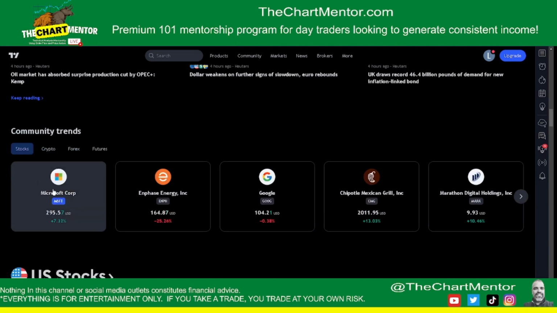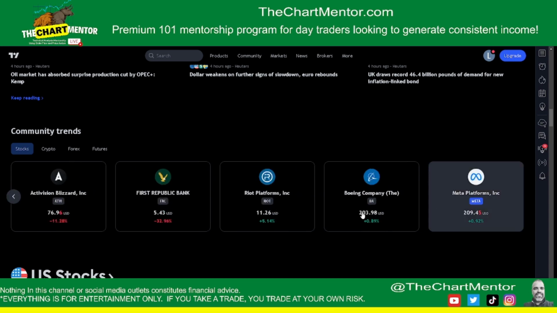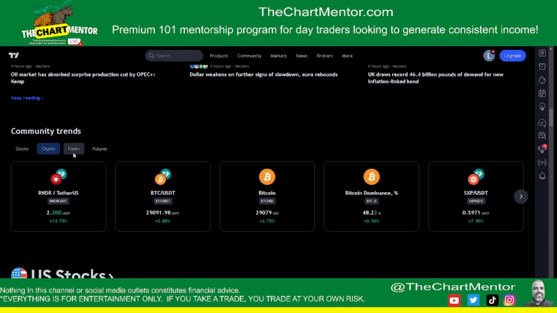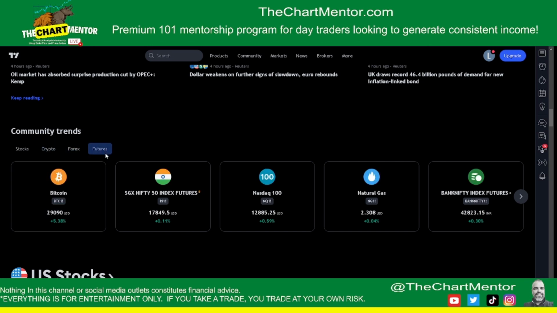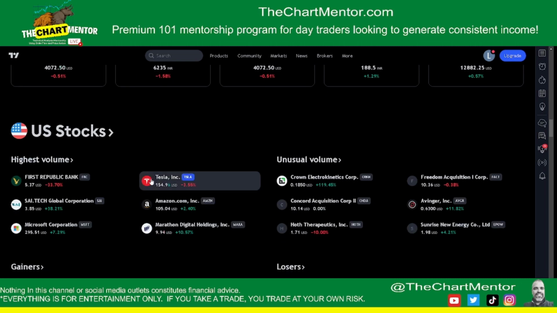Community trends, and this is what people are talking about. Okay, and the stocks that are having more attention from members. So whether it's Forex, whether it's futures, this is where the system will kind of highlight those assets that are grabbing people's attention. Highest volume, unusual volume.